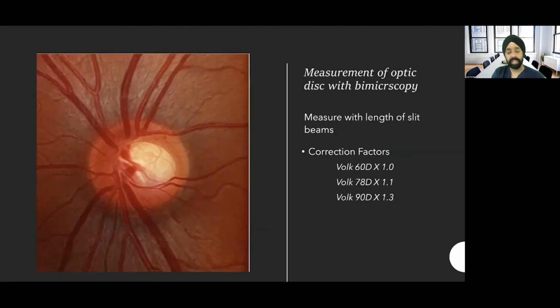And so again, depending on what lens you use, a 60 diopter lens, a 78 or a 90 diopter lens will give you different magnifications. So for instance, if using a 60 diopter lens, it is a 1-to-1 ratio. You're going to get a true size of the nerve.